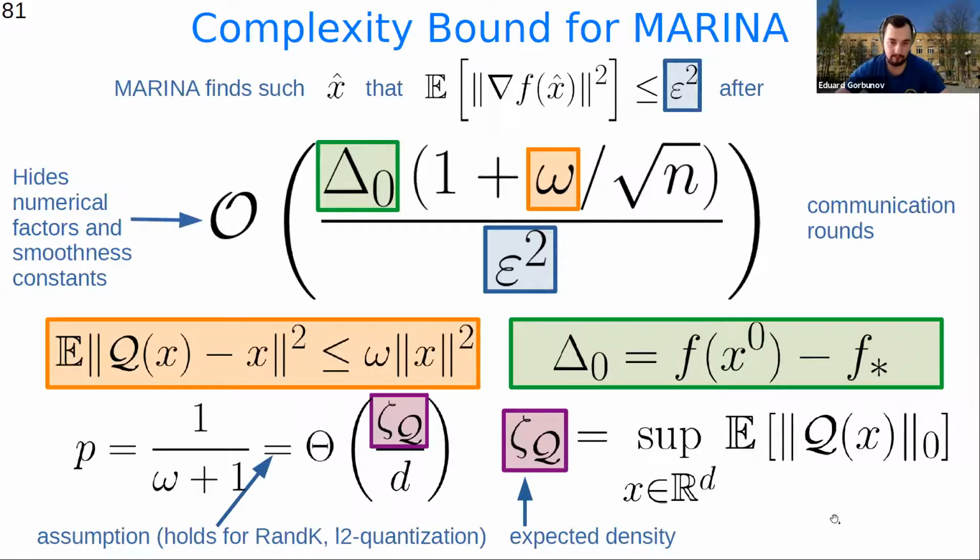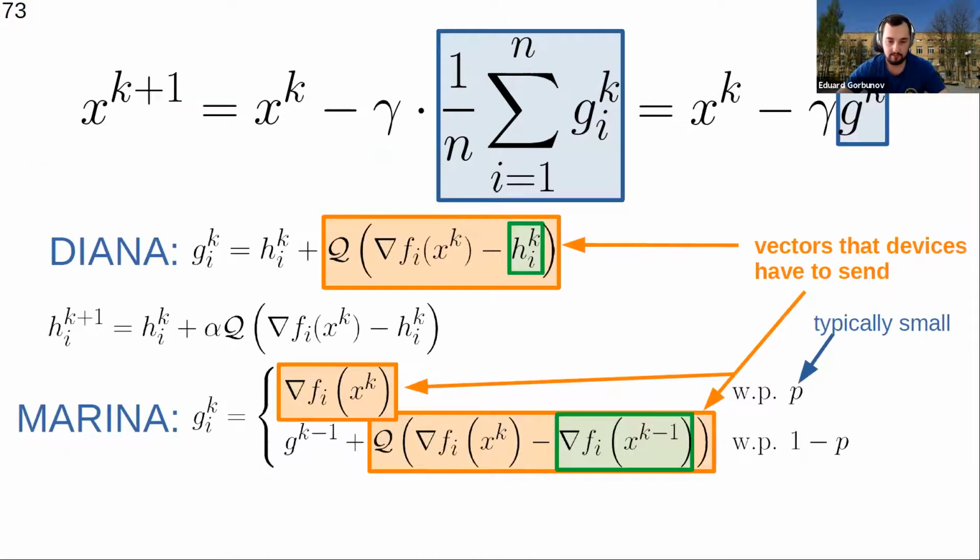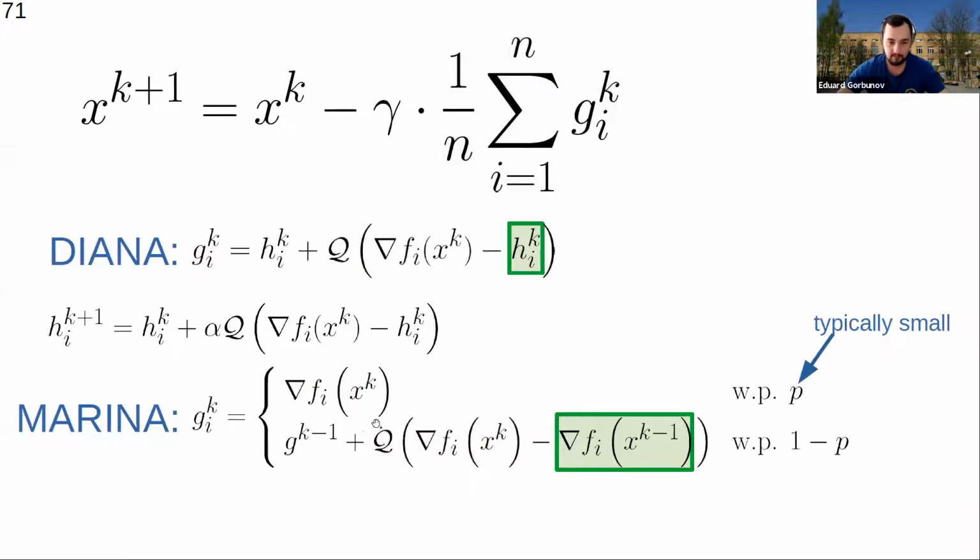So it is quite natural. When we choose P in this way, the expected number of transmitted components per worker is the same as in Diana when we apply the same quantization operator Q. This probability is needed just to balance the cost of communicating this vector and this vector. On average, the cost is like communicating only this vector, up to a numerical constant of 2.